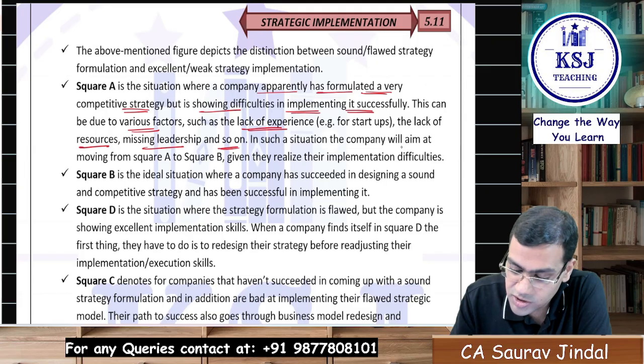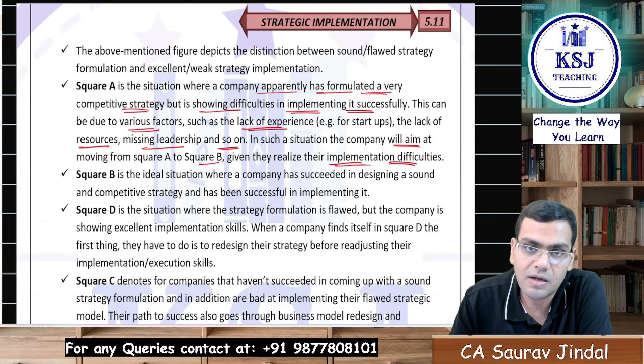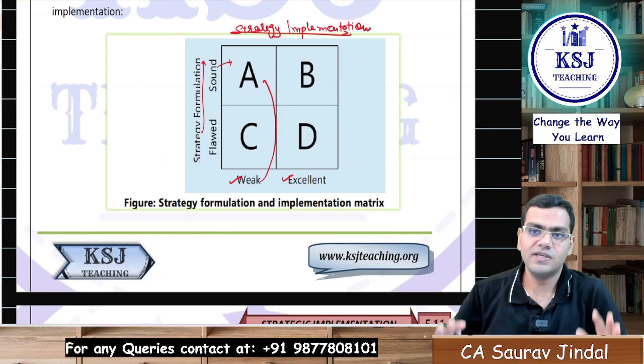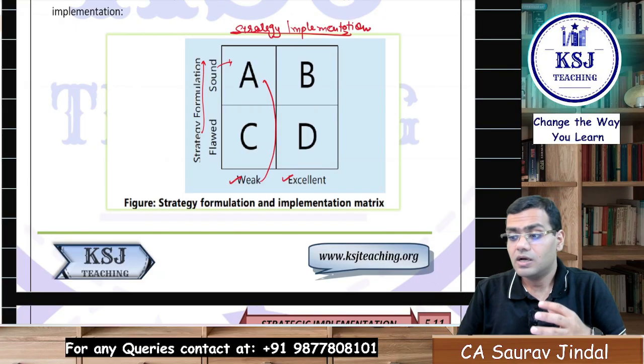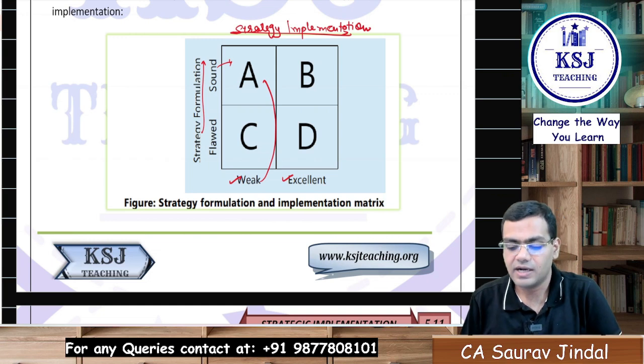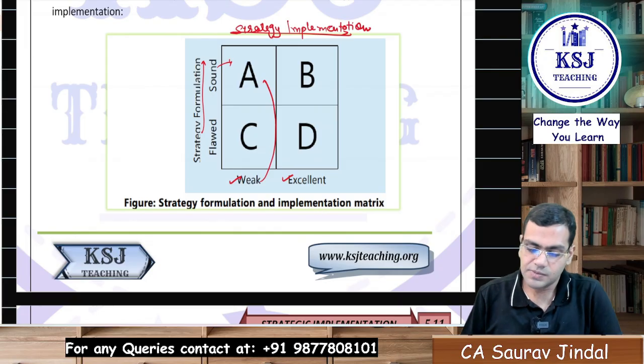In such a situation, the company will aim at moving from square A to square B, given they realize their implementation difficulties. If the company realizes that they are facing difficulties, they will try to cover up those difficulties. They will work on those difficulties and do better things. Clear?